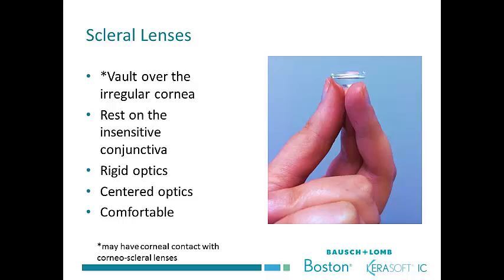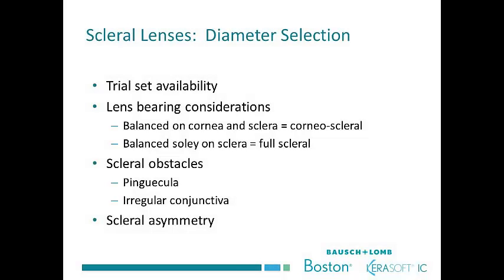So adaptation typically is not an issue with this type of lens modality. Now, adaptation can be problematic for corneal lenses. A disadvantage for scleral lenses can be lens handling. It can also be debris that can develop either on the front surface of the lens or inside the reservoir of the lens. But let's talk about diameter selection first.